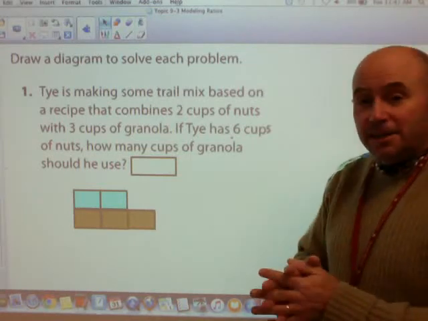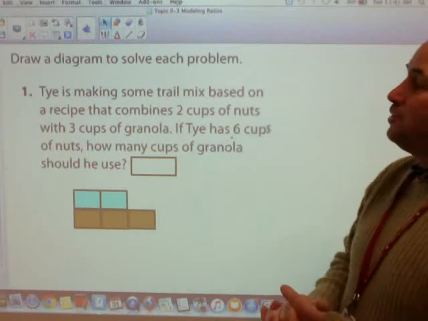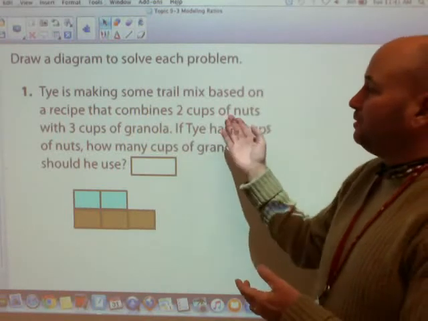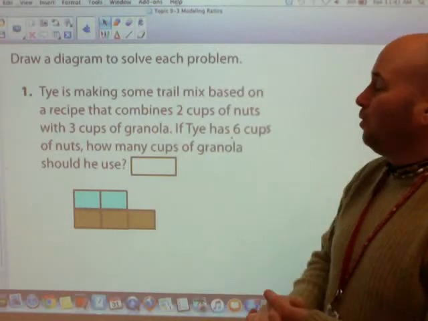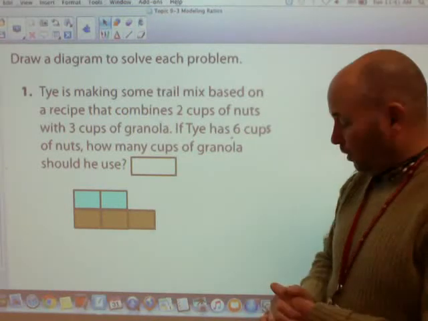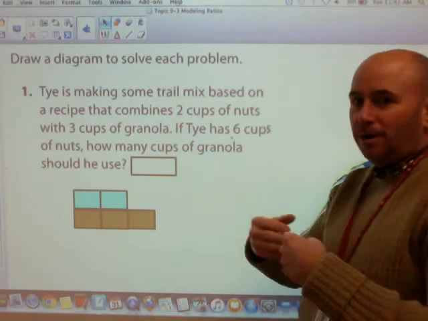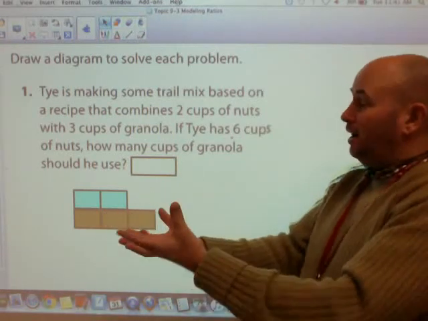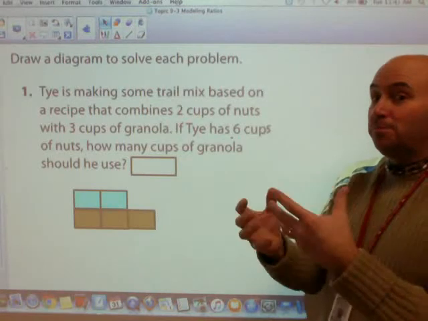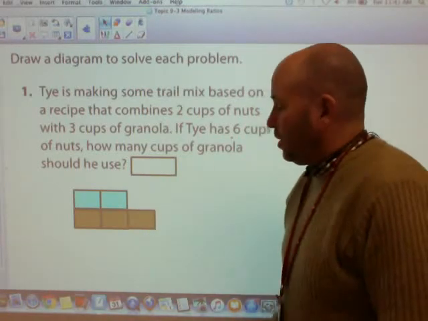Alrighty, let's see how you did. Ty is making some trail mix based on a recipe that combines 2 cups of nuts with 3 cups of granola. If Ty has 6 cups of nuts, how many cups of granola should he use? Classic recipe problem. I want to increase the size of my snack, so I've got to proportionally increase the ingredients. All right, so here's our situation.